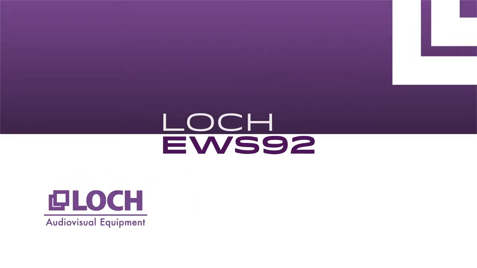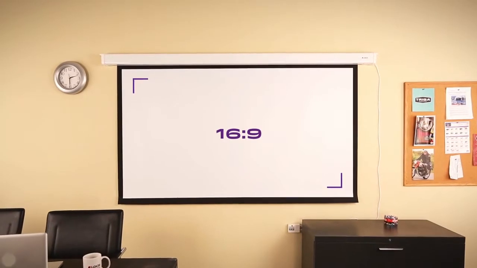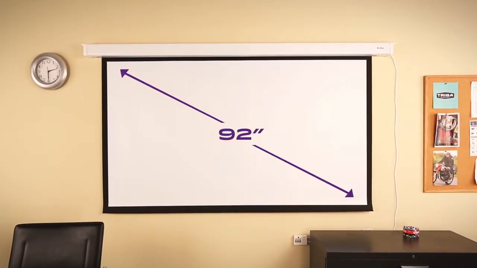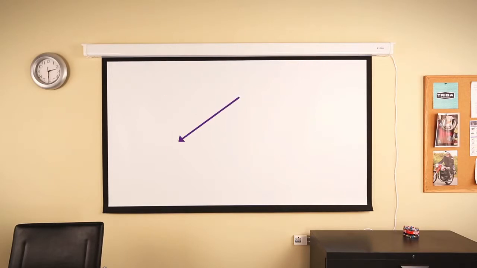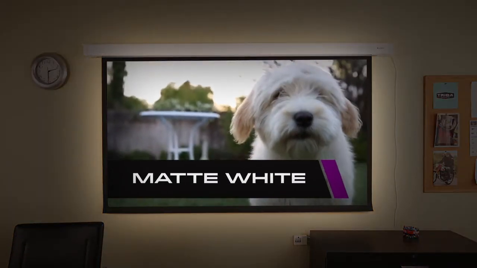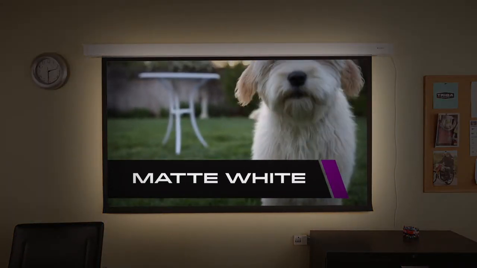The LOCH EWS92 92-inch electric projector screen. This screen features a 16:9 aspect ratio, ideal for viewing today's HD video content, with a 92-inch viewing area. The screen's wide viewing angle brings vivid clarity from any seat in the room. The matte white screen finish provides vibrant color for a wide range of uses.